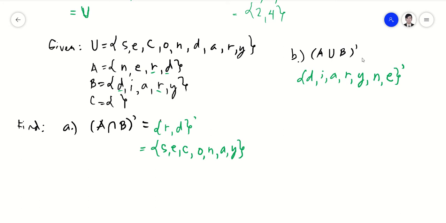Don't forget, you still have to find the complement of this new set from our universal set. So looking at our universal set, we'll base it from the universal set. There is no S, so S will be our answer in here. There is an E, there is no C, so C will be part of our answer. O, there's no O, but there is N, there is D, there is A, there is R, there is Y. So our final answer would be S, C, and O.